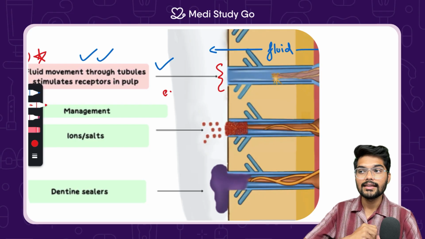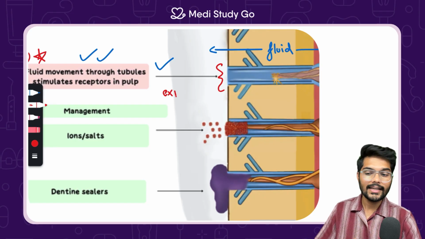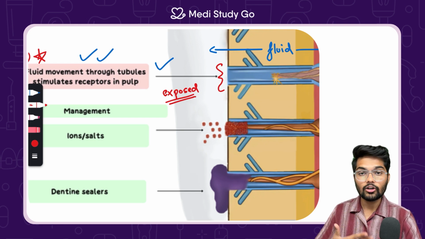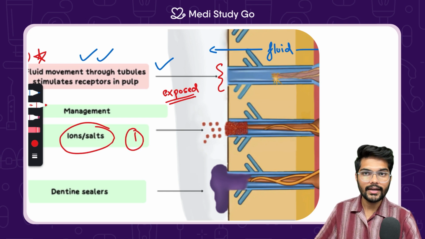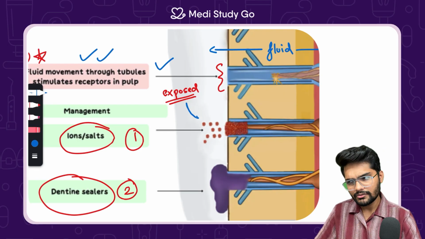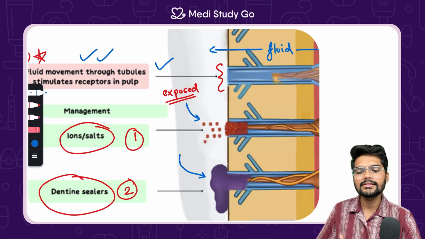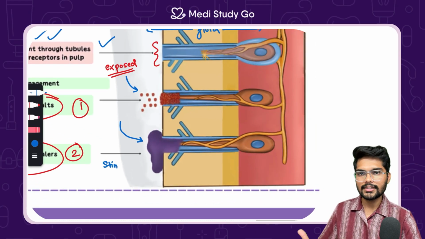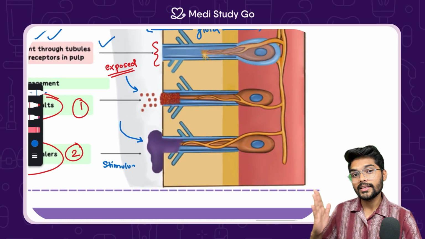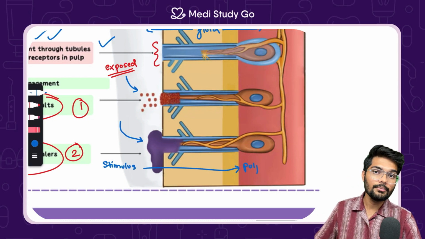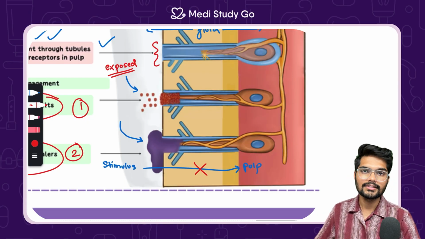Now, let us go through this diagram, which again is going to tell you how to manage these hypersensitivity reactions. First, with the help of ions and salts, just notice how they are going to be placed or plugged right at the opening of dentinal tubules. And second is with the dentine sealers, which basically works the same way. It's just different materials. This is basically going to stop the stimulus, which is from the external surface or the exposed surface, from traveling all the way to the pulp and further conducting this stimulus.